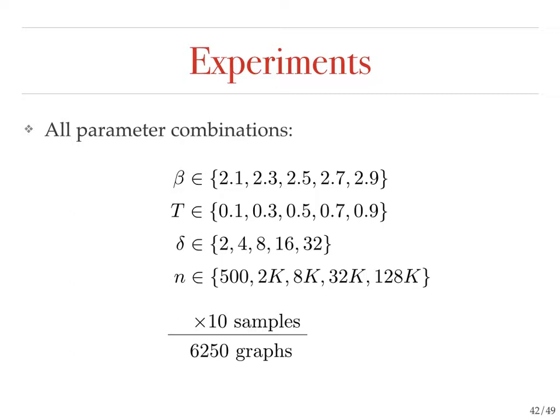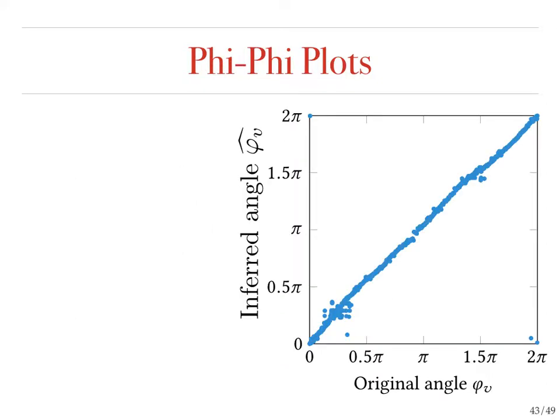And for every one of these graphs, we wanted to ask ourselves, how good is the embedding? Usually what you do to figure out the quality of the embedding is look at the so-called phi-phi plot, which plots the original angle against the inferred angle. Now, as you may recall, finding out the angles of the nodes is actually the hard part. So when this plot resembles more or less a straight line, you're actually fine.